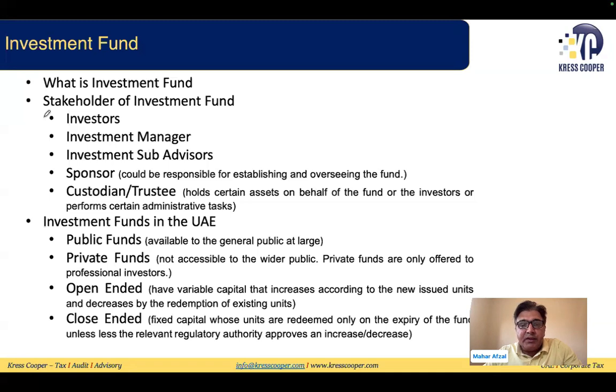Open-ended funds are funds whose share capital can be increased or reduced. This all depends on the redemption of the share capital or further injection of the share capital. As I mentioned earlier, approval is not required from the authority to increase or reduce the share capital. Closed-ended funds: the share capital cannot be increased or decreased unless the fund is being terminated or special approval is required. Based upon this, the share capital of the fund can be increased or decreased.